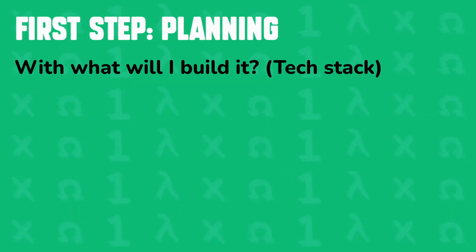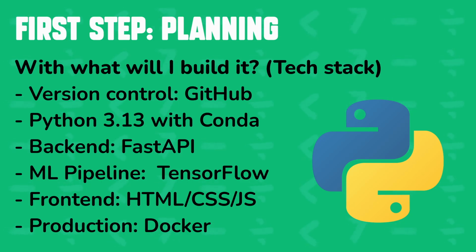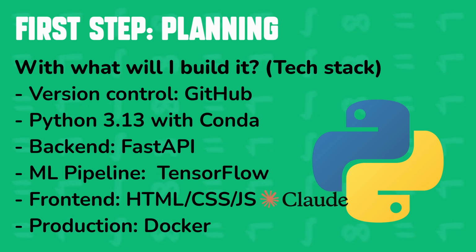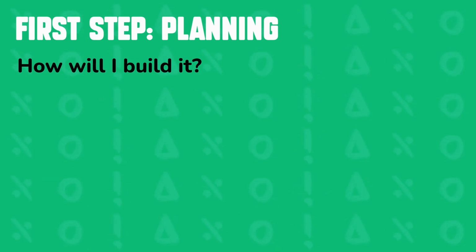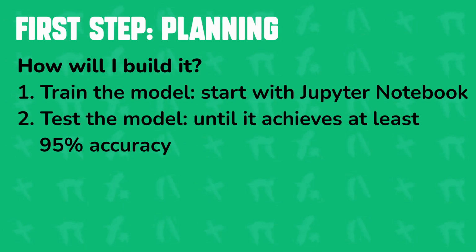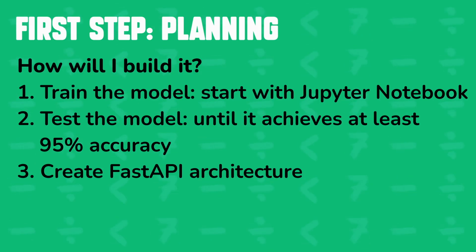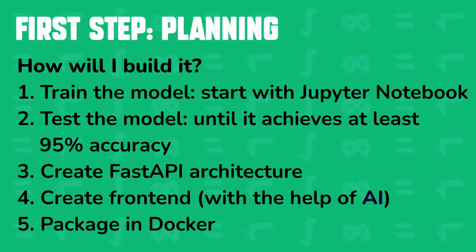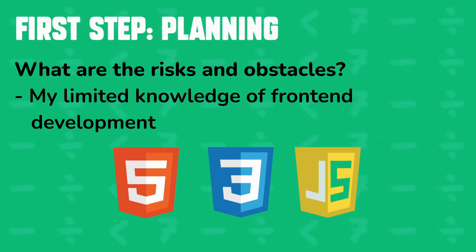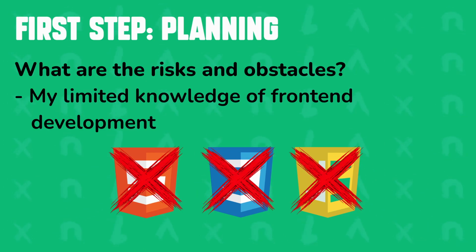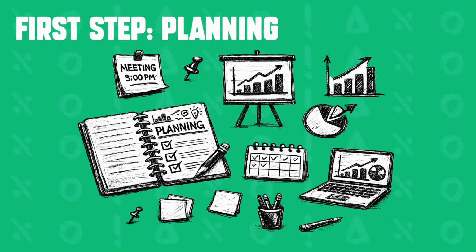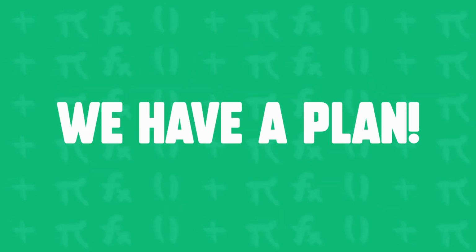With what will I build it? Here I have a slight issue. I didn't have the necessary skills to develop the frontend for my project, but nowadays there is a solution for that. We will see it later in the video. How will I build it? I defined all the steps: train the model, test the model, migrate to a better IDE, create FastAPI architecture, create frontend, and package in Docker. What are the risks and obstacles? Like I already said, in this case it was my limited knowledge of frontend. I just skipped some planning questions that were not necessary for my project, and with that, we have a plan.